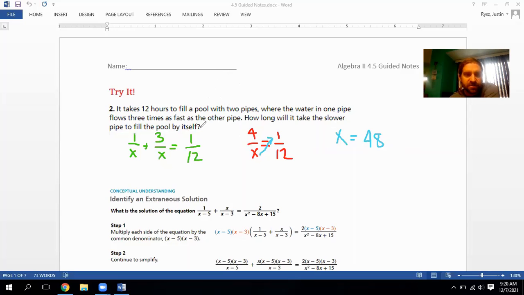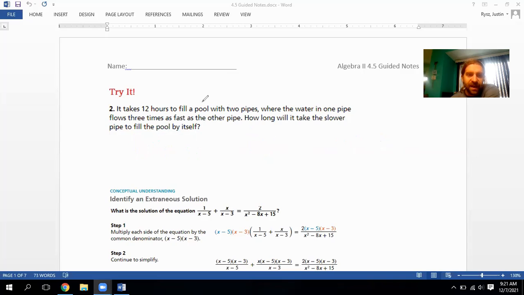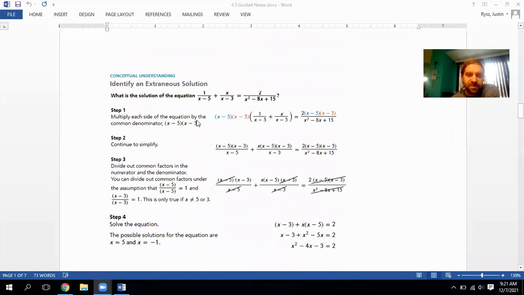We could do the math too to try to figure out the faster pipe. It would be 3 times as fast, and so that would be 16 hours, I think, for the other one. Okay. All right, next, what if we have some more complicated problems here?